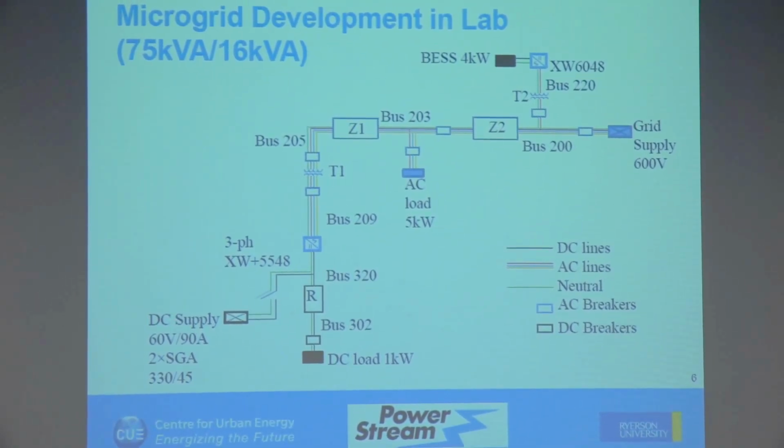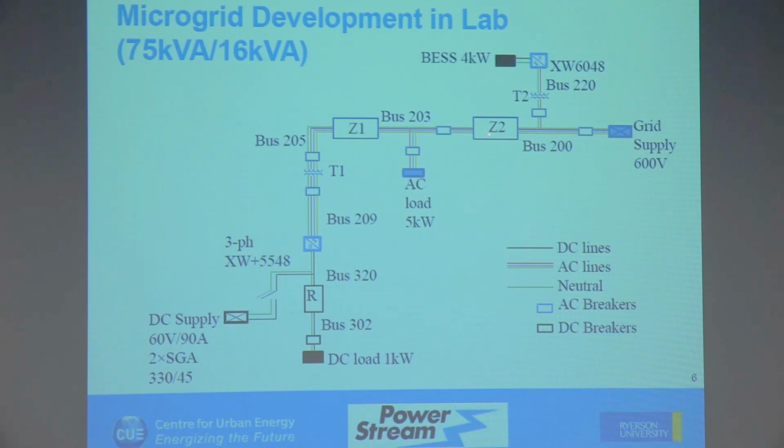Then what we have is a bus right here, so we call it bus 200. These boxes are breakers, which I can open and close. From this bus 200, I have a transformer which goes to 208, and then one phase of it I take and connect to a converter. This is a Schneider converter which connects to a 4 kilowatt battery energy storage system. I can tweak this to act either as a generator or as a load, depending upon my setting.